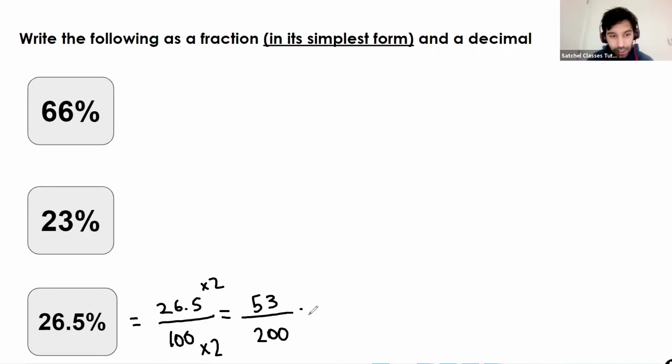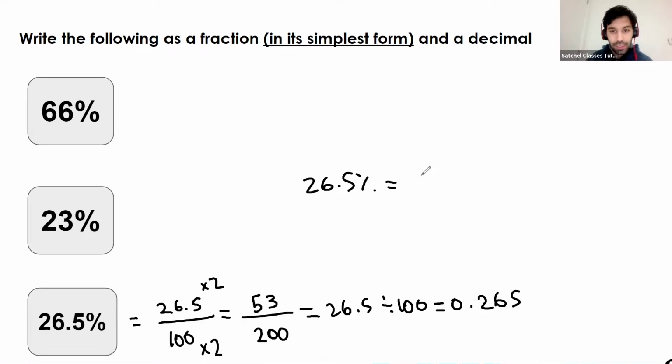Now, finally, to convert 26.5% into a decimal, well, 26.5 divided by 100 is going to be 0.265. So to write this out, 26.5% is equal to 53 over 200, which is equal to 0.265. All right, and moving on.